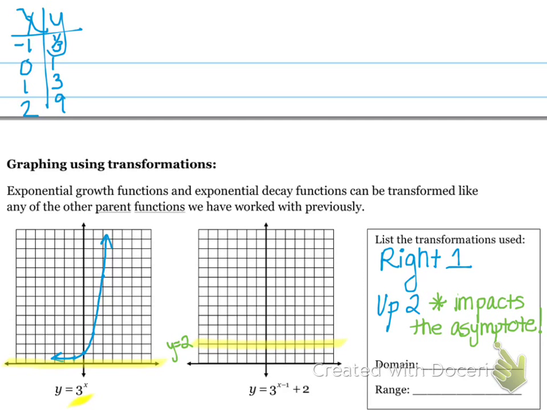So now what you can do is you can still form an XY chart and plug them in, but know that you're going to subtract 1 from x first, then take 3 to that power, and then add 2 at the end. And what I also like to do is think of it as translating that point that always happens in parent functions, that point (0, 1). So if I have (0, 1), and it's usually right here, then since I'm going right 1, it would jump over here to the right, and then it would go up 2. So that's where I have a point at (1, 3).